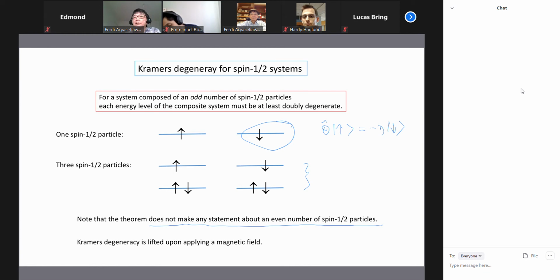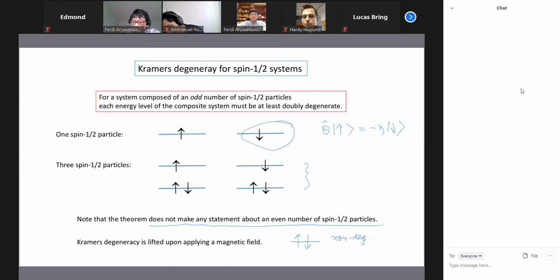In the case of an even number of spin-half particles, the state can be degenerate or non-degenerate, depending on what kind of configuration you have. So for example, if I have just two particles in just one state, that's the only possible state, so it's non-degenerate.